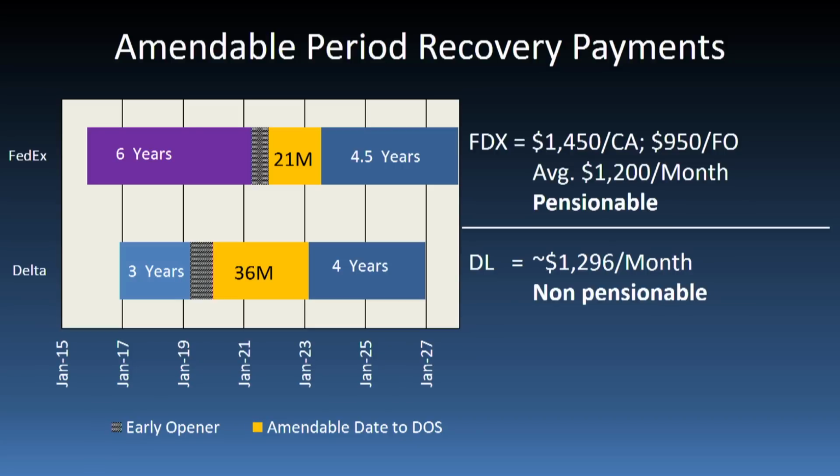Amendable period recovery payments. Ours applies from November 2nd of 2021 through July 30th of 2023. For each month that you are an active captain, 1 day in the month, you get $1,450. First officer gets $950 per bid period. The maximum for a captain, if you're a captain the whole time, is $30,450, and a first officer is $19,950. It's paid in cash, and it's pensionable and eligible for PRSP contributions. It's going to be distributed no later than the 15th of October.